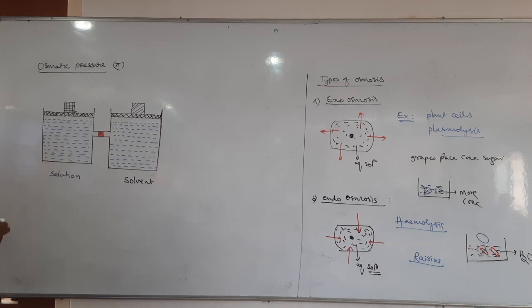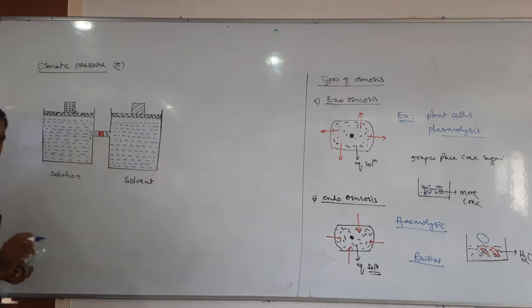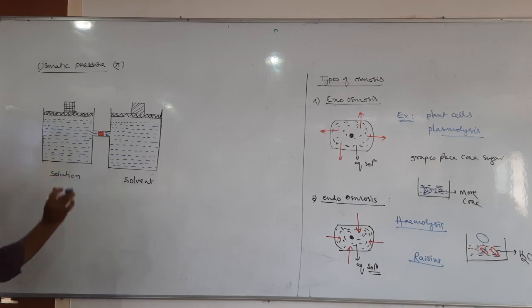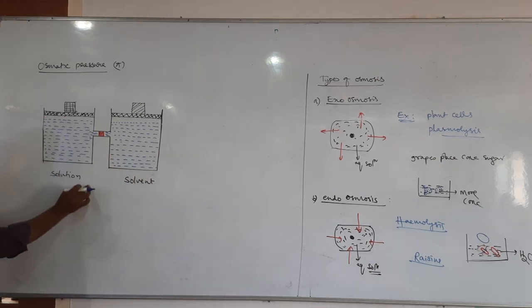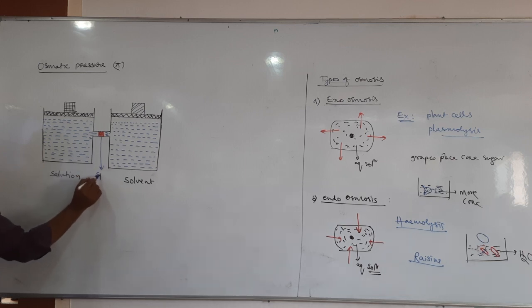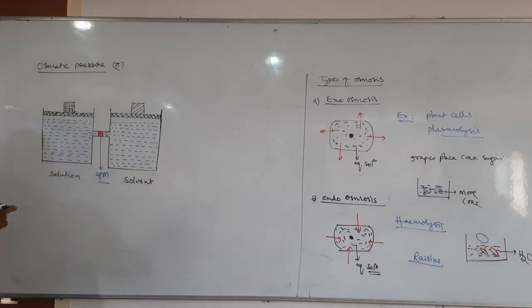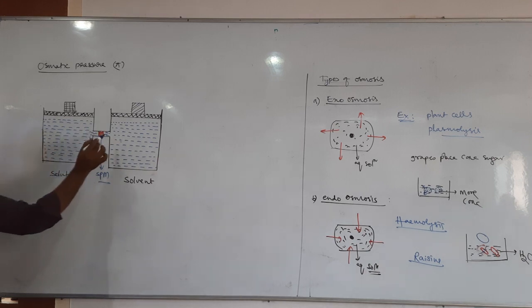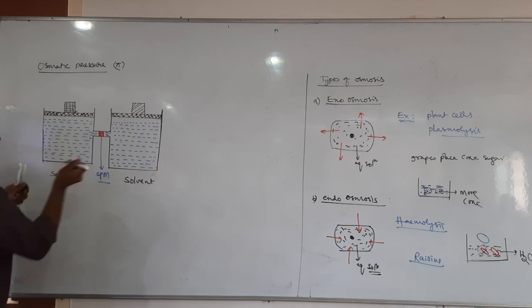Does this semi-permeable membrane allow solvent or solute? Tell me whether osmosis takes place or not. Osmosis takes place. Why? Because there is a solvent, here is a solution, two compartments separated by a semi-permeable membrane, which allows the flow of only solvent molecules, from solvent to solution. That means from the solvent compartment to the solution compartment, there will be a flow of water.